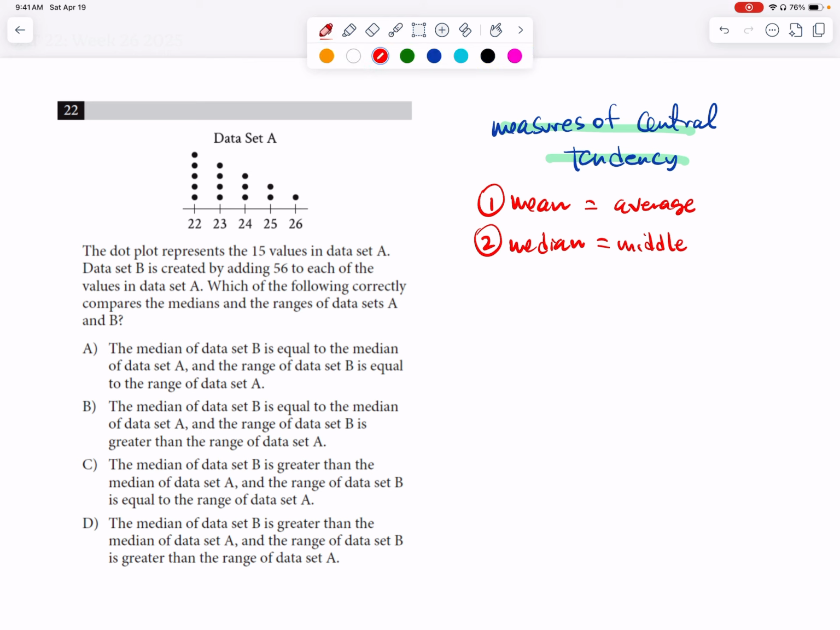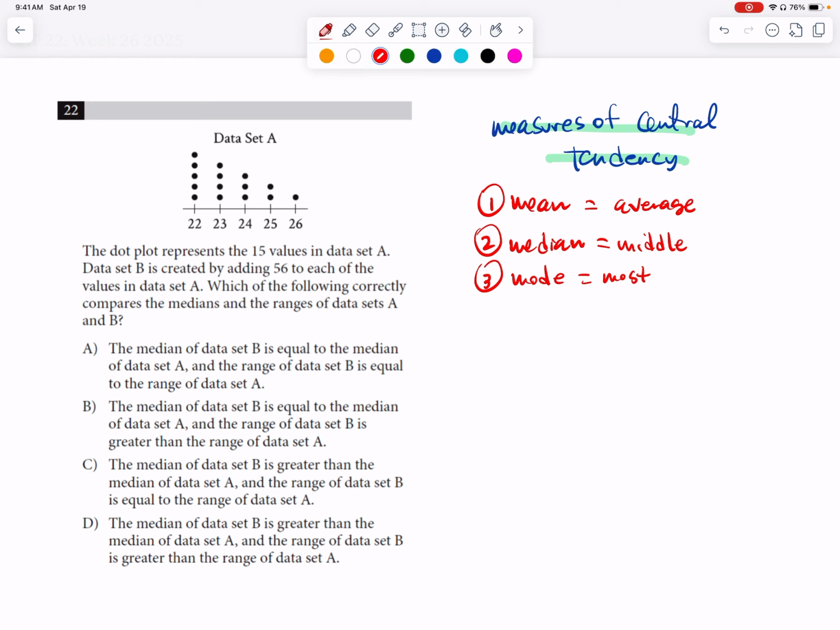Okay, and then there's one more. You have the mode. The mode is the one that occurs the most. And that one's pretty easy to see in a frequency dot plot like this, because you can see that's going to be 22. So, like I said, these are ways to sort of summarize that set of data.